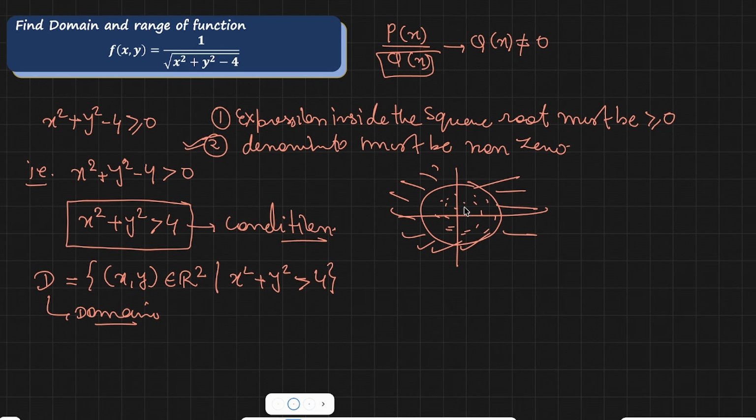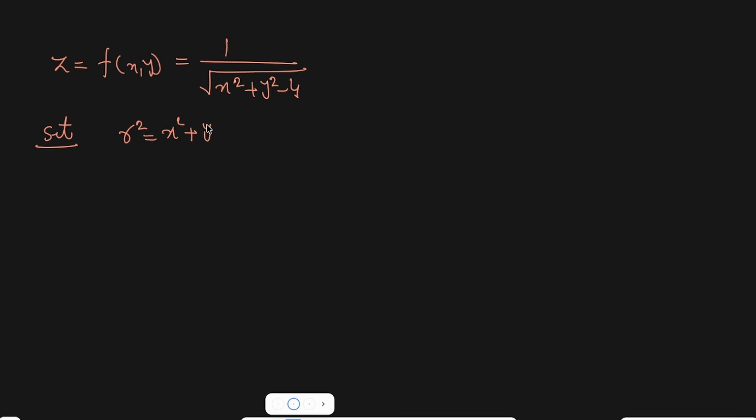Now how to find the range for this? Whenever you have to find the range for this kind of function, let's say you have z equal to f of x comma y. Now I will give you the trick to find the range. So this is your x square plus y square minus 4. What to do? Let's set r square equal to x square plus y square, and it means simply r square is greater than 4. So I have found that r is greater than 2.